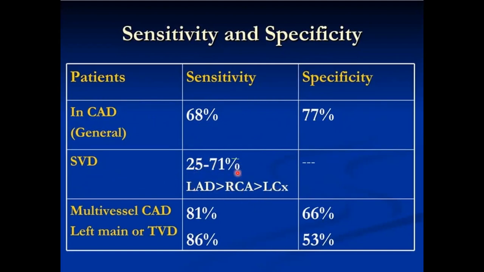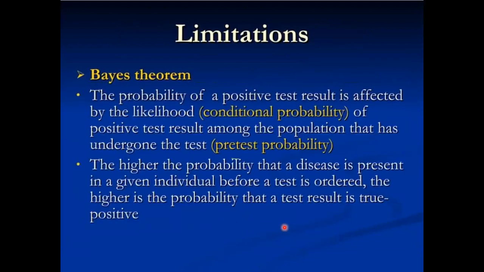The LAD is more than the left coronary, the RCA, and is greater than the left circumflex vessel. While in multi-vessel coronary artery disease, we tend to have higher sensitivity than specificity, and left main or triple vessel disease also have a higher sensitivity, but a much lower specificity. It's something we talk about, the Bayes theorem, which is one of the main limitations of this test.